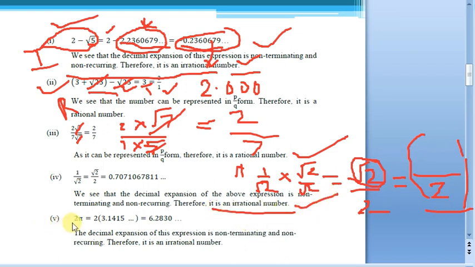Now see the fifth one, 2 pi. We very well know this pi is our irrational number, and the decimal expansion for pi is going to be 3.141567, and so on, it keeps on going. So you are taking 2 times of it.